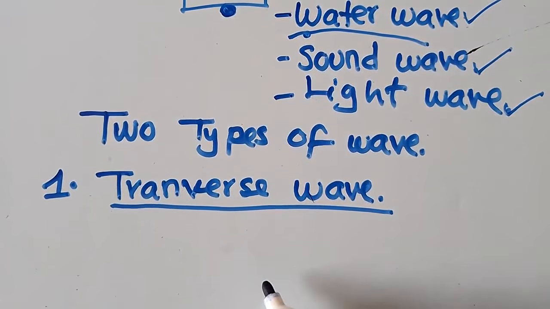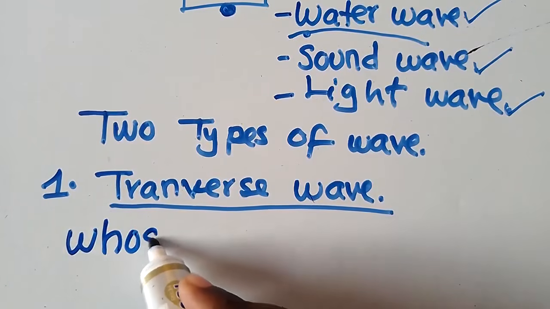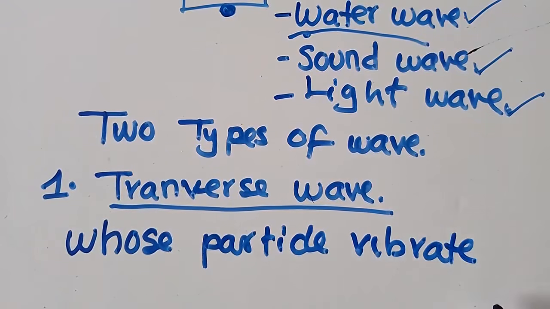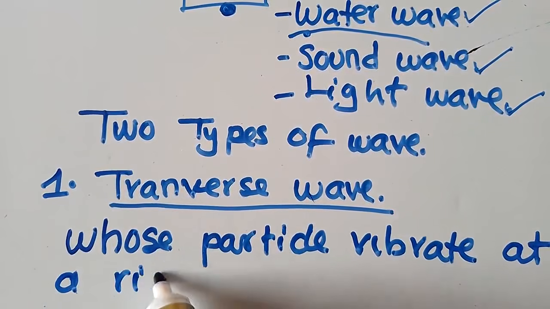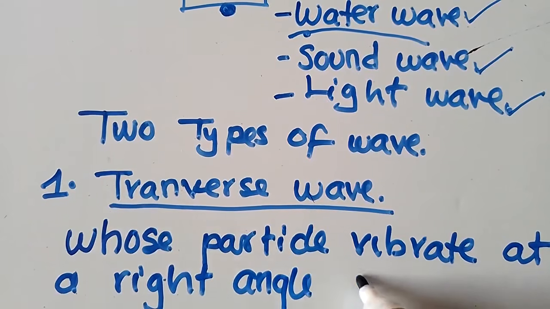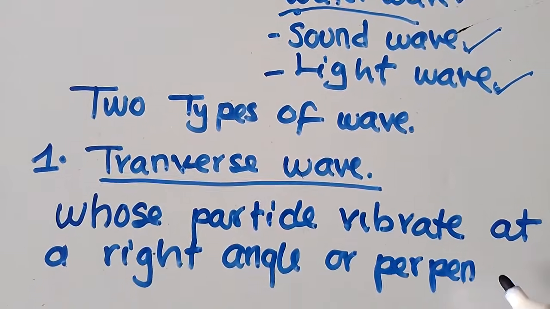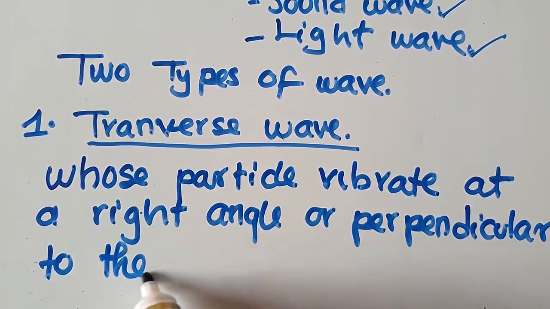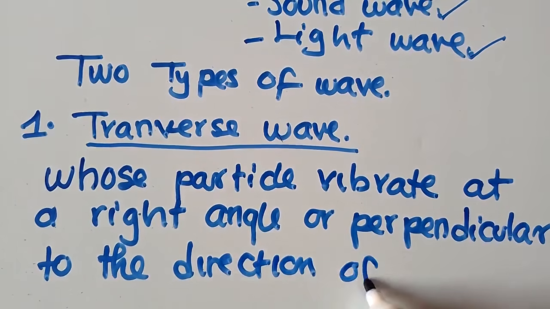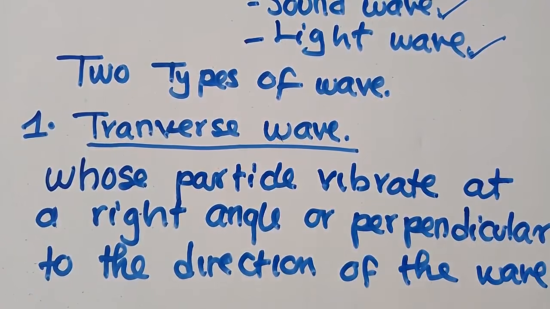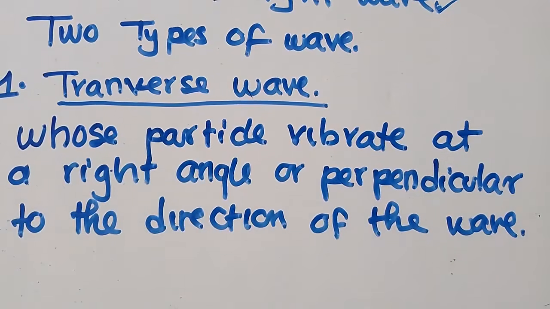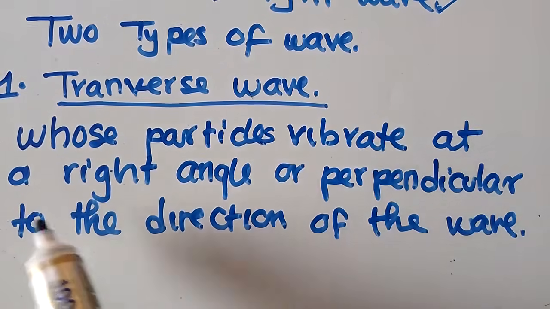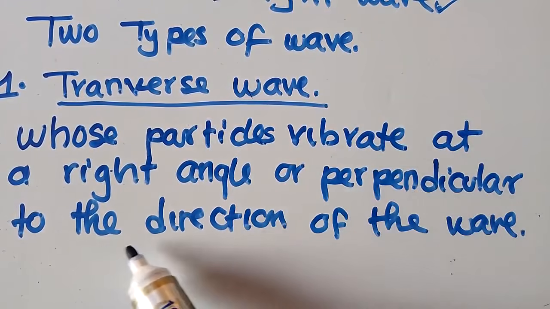A transverse wave is a type of wave whose particles vibrate at a right angle, or perpendicular, to the direction of the wave. This is what we mean when we talk about a transverse wave: a type of wave whose particles vibrate at a right angle or perpendicular to the direction of the wave.